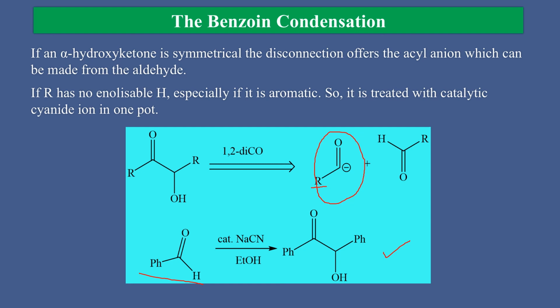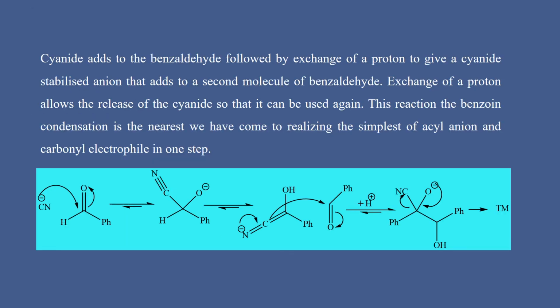The method is the same. In the first step, the cyanohydrin will be obtained. Here is the mechanism. Cyanide reacts here, and in the first step, cyanohydrin is obtained, which is rearranged to an anion, and when it reacts with another benzaldehyde, the target molecule is obtained.